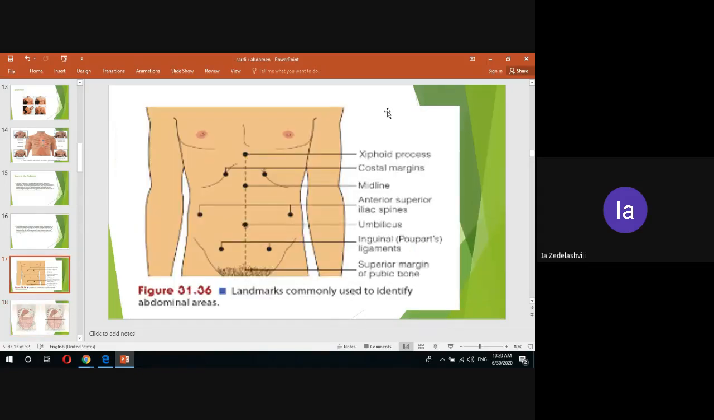Okay, so let's see the main landmarks. The xiphoid process in the middle, the costal margin or costal rib oblique lines, the midline through the umbilicus, as I said. We also have the inguinal ligament, slightly above where the hip bones go down, and the superior margin of the pubic bone. These are the main points we have to remember in the abdominal examination.